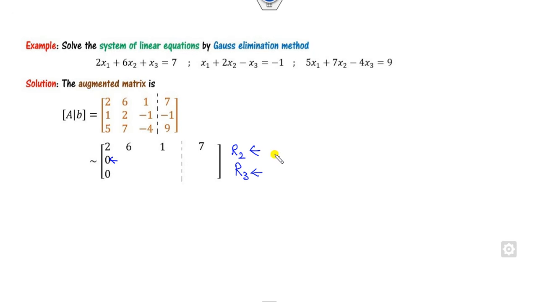For R2, divide R1 by 2 and subtract. For the third row, multiply R1 by 5, divide it by 2, and then subtract from the third row, and this will come to be 0. Then you find this expression as 2 minus 6 by 2, so that's minus 1. This value will be 7 minus 6 into 5 over 2, this will be 5 over 2, and so on. But that may take a lot of time to complete this table.